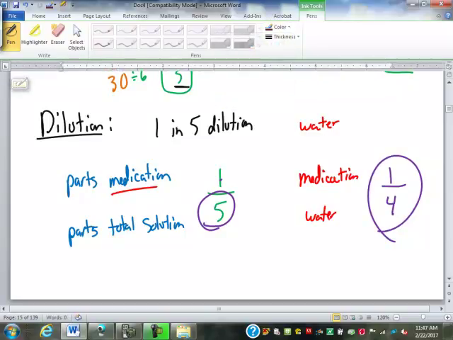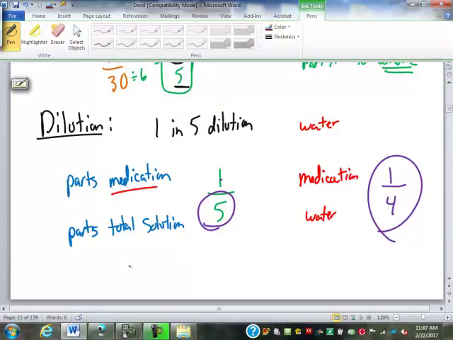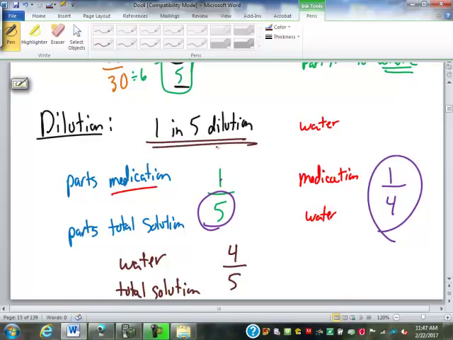Along with that, you might look at the ratio of water to total solution. Well, again, the total solution is 5 parts. If one of those 5 parts is medication, the other 4 parts is water. So you can see from that one dilution ratio of 1 in 5, I have 3 ratios that I can create from that. And depending on the situation and what I'm trying to calculate, any one of those 3 ratios may be used in a problem.